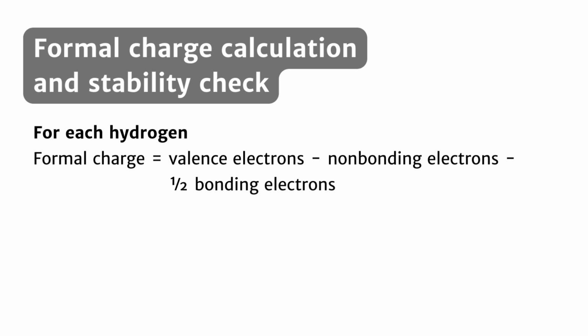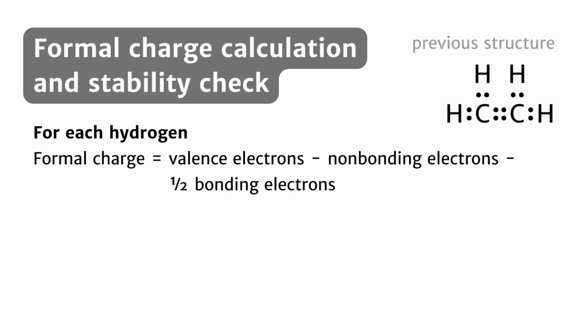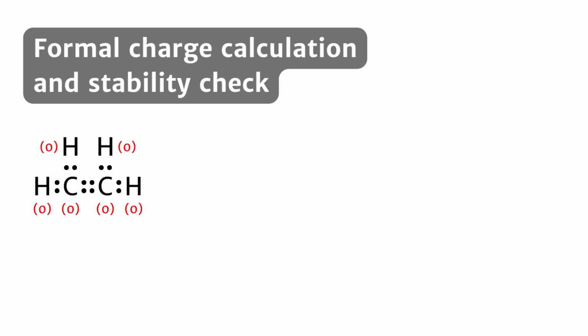For each hydrogen atom, valence electrons are 1, non-bonding electrons are 0, and bonding electrons are 2. So the formal charge will be equal to 1 minus 0 minus half times 2, which equals again 0. The formal charges of both carbon and hydrogen atoms are mentioned, and it is evident that the current structure is stable, as formal charges on each atom are 0. Therefore, this structure is the preferable stable Lewis structure of C2H4.